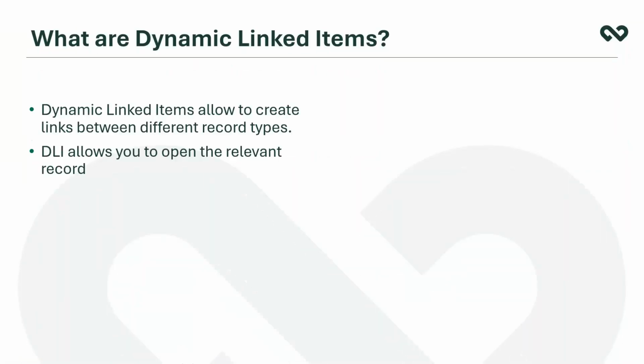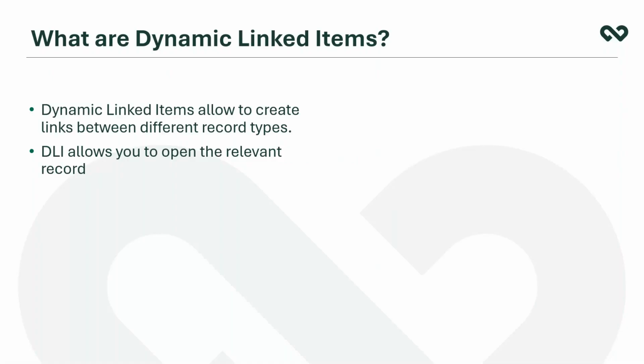So what are dynamic linked items? Essentially, dynamic linked items are a type of custom field which are driven by reports in the background, and they allow you to create links between different record types. So for example, the primary contact field on an organization is a type of DLI field, which links to the person record.